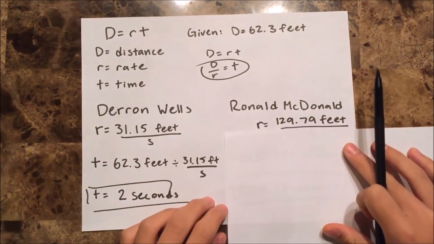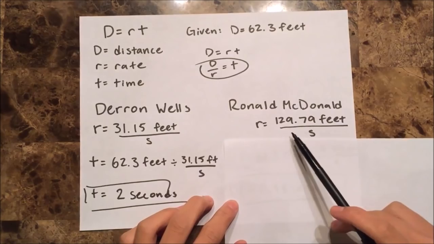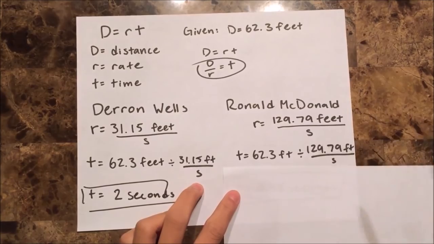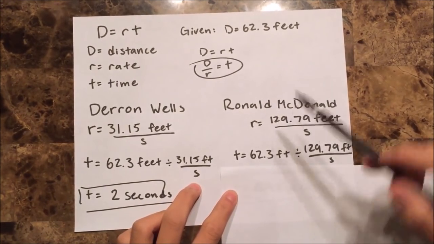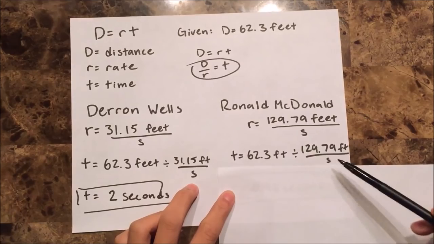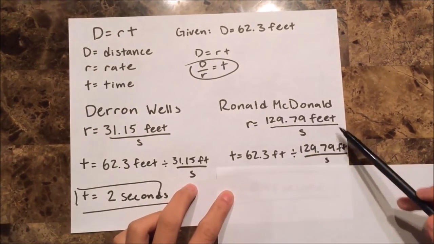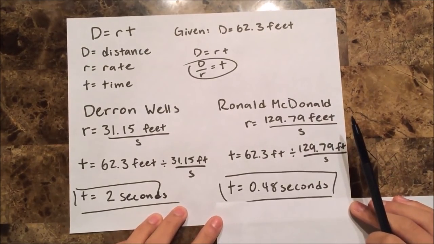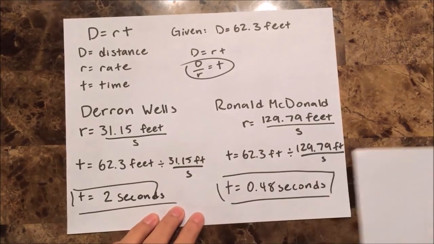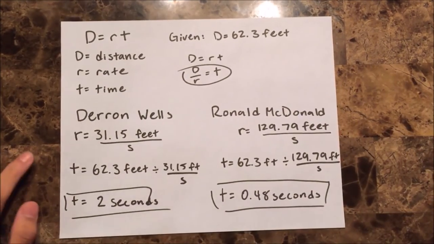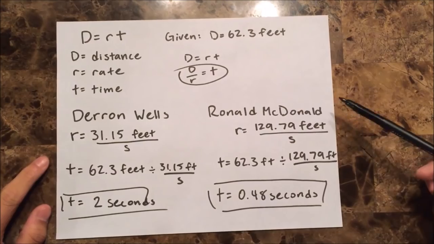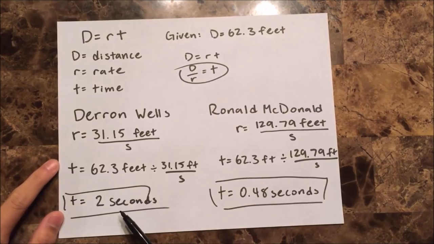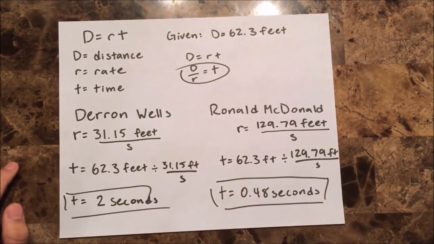For Ronald McDonald, we have a rate of 129.79 feet per second. Plugging these values into the equation, we have time equals distance, 62.3 feet, divided by rate, which is 129.79 feet per second, which gives the opponent a reaction time of only 0.48 seconds. As you can see, Ronald McDonald's serve only allows the opponent to react in less than a second compared to Deron Wells, which gives the opponent up to 2 seconds to react to a serve.